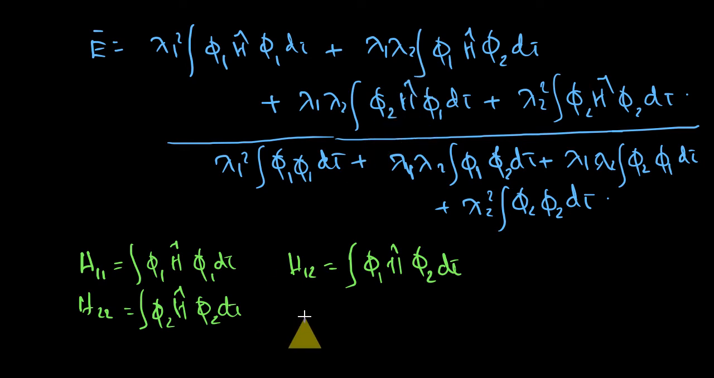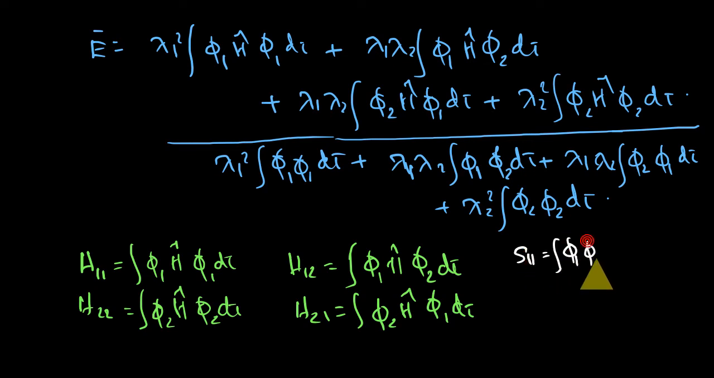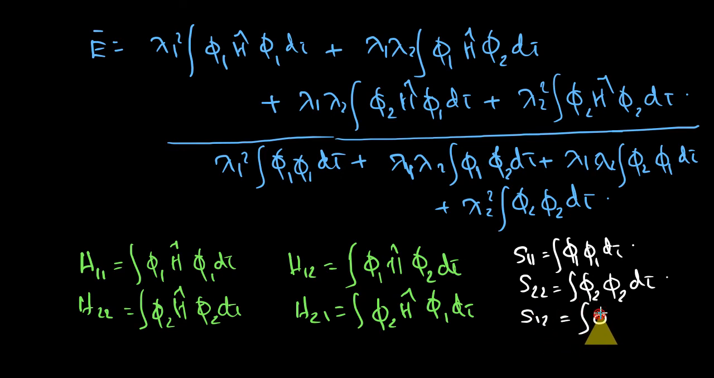And then we have H21, which is equal to integral phi 2 H cap phi 1 d tau. And then we have some other integrals in the denominator also. That is integral phi 1 phi 1 d tau, which can be called S11. S11 is equal to integral phi 1 phi 1 d tau. And then we have S22 equal to integral phi 2 phi 2 d tau. And then we have S12 as integral phi 1 phi 2 d tau and S21 as integral phi 2 phi 1 d tau.